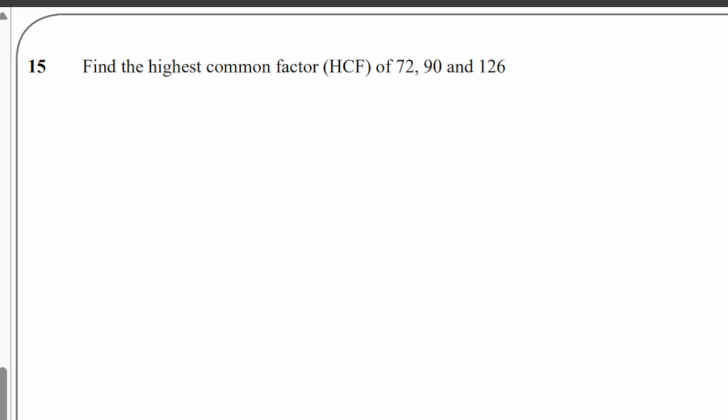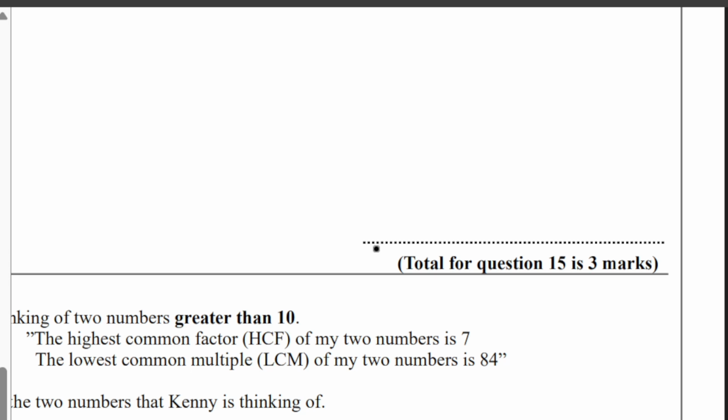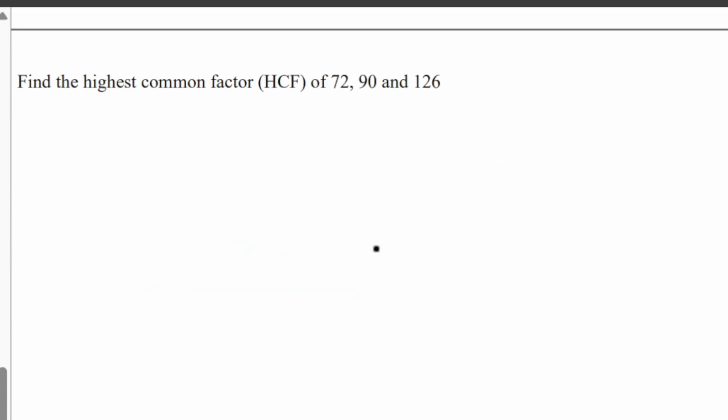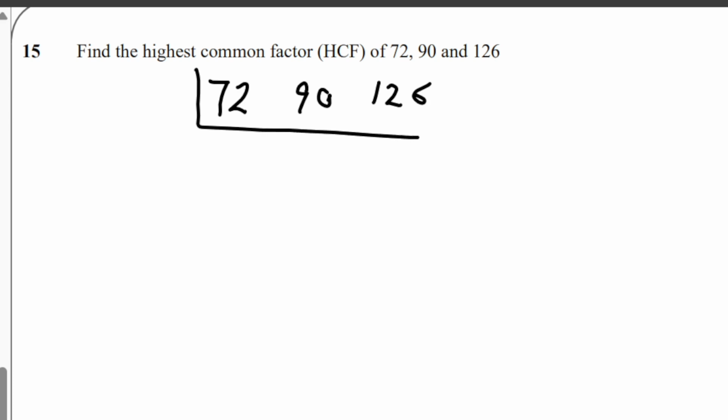15. The question asks to find the highest common factor of three numbers, and this is a 3 marks question. Alright, so to find that, there are different ways. The best way is the cake method. So what we'll do is we'll write the numbers. So 72 here, 90 and 126. Then ask yourself, what number goes into all of these numbers?